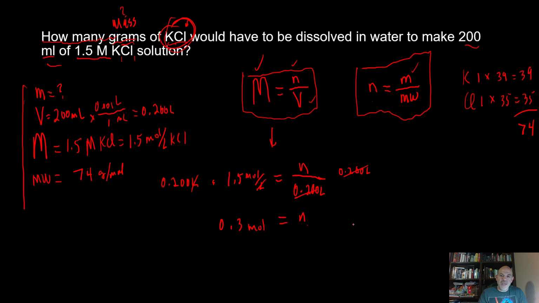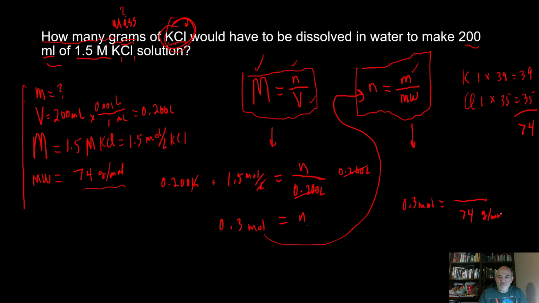Okay. And so now I'm going to take this, and I'm going to substitute that in to that part of the equation there. Okay, so now using this equation here, I'm going to say 0.3 moles is equal to, and we're trying to find mass. That mass was the unknown. We figured out the molecular weight for potassium chloride. That goes on the bottom. So that's going to be 74 grams per mole. And up here is the mass. And that mass is the mass of the potassium chloride we would need.